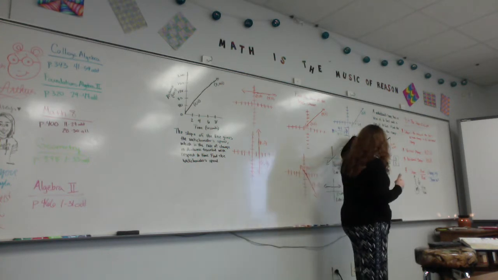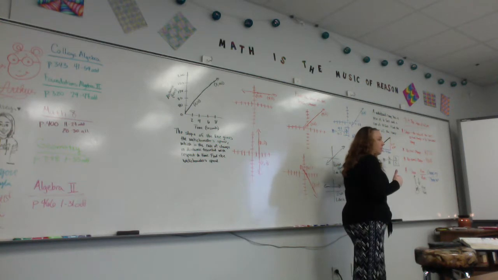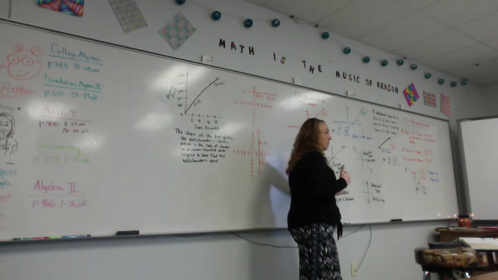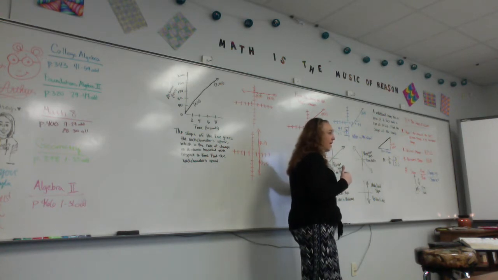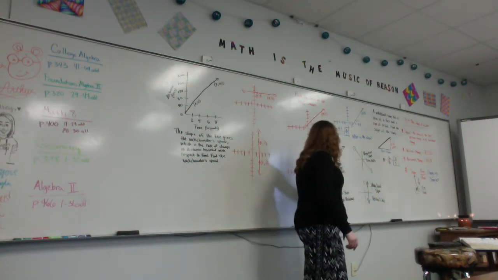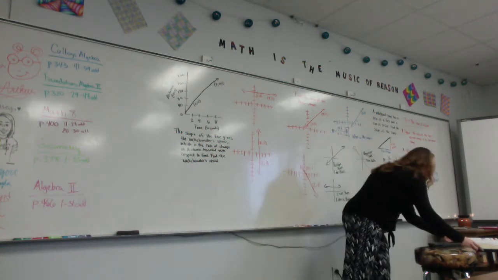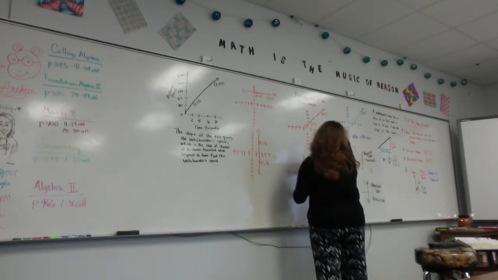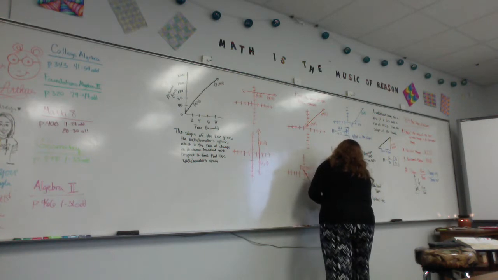If I'm walking downhill, I have a negative slope. My line is falling, left to right. I'm walking it down, it's negative. If I'm walking straight across on flat ground, I'm not rising and I'm not running. I'm just walking straight across. So that slope is called a zero slope. Which means that when I set up m equals rise over run, there's going to be a zero on the top.